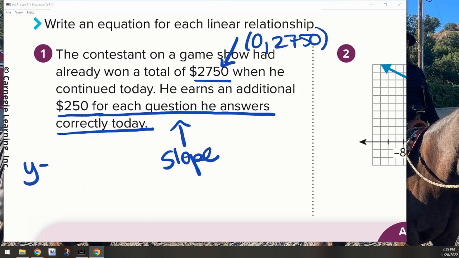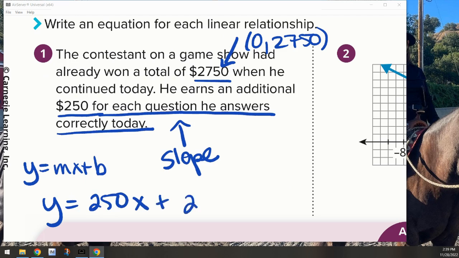So remember, our equation is y equals mx plus b. So I'm going to replace the slope with 250. Then I have an x, and then I plug in my y-intercept, and that is my equation of the line.